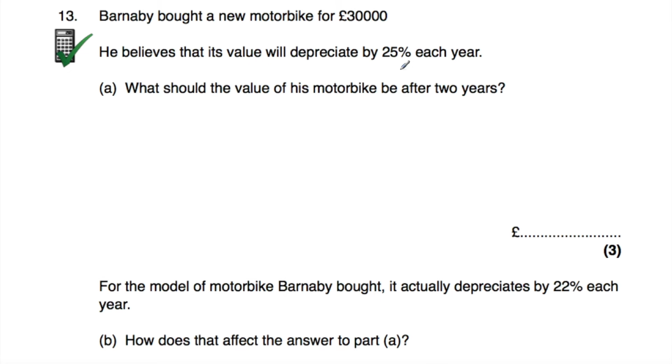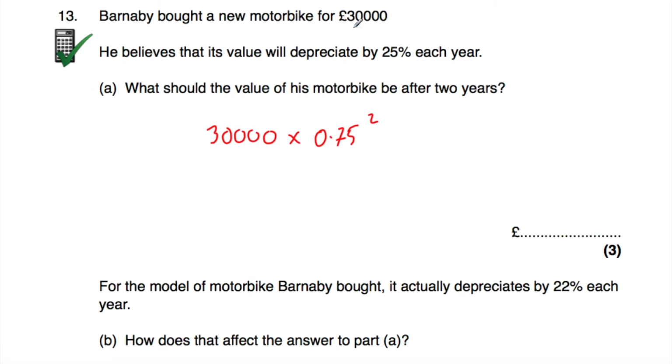Okay, so he's saying it's going to go down in value by 25% of its value each year. So that means we could use a formula. We could do 30,000 multiplied by, and if it goes down by 25%, we'll be left with 75%, so that'll be 0.75 to the power of, and it's going to be 2 years, so to the power of 2.